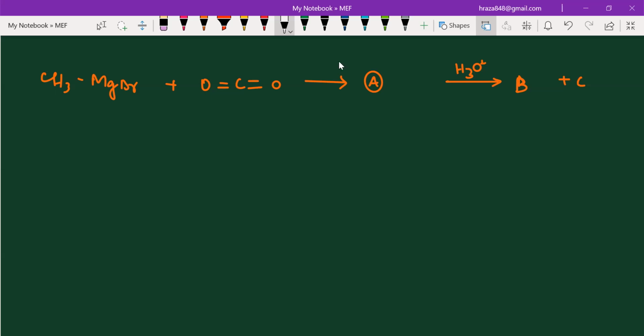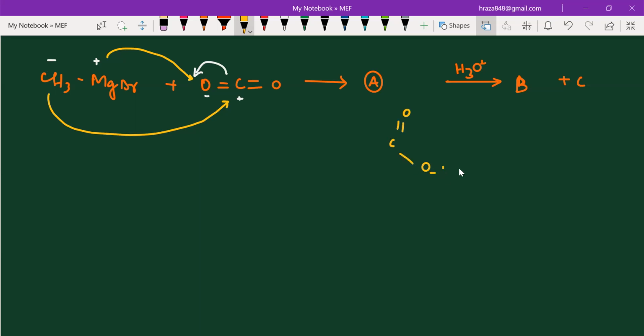Can I change the slide? Simon, see what will happen. There will be positive, there will be negative, there will be positive, there will be negative. So this negative will come here and this positive will come here. As you can see, C double bond O, and O has a negative sign with Mg plus going, and Mg plus Br is there, and there will be CH3. Now if you are going to do the hydrolysis, that means H plus and OH minus.